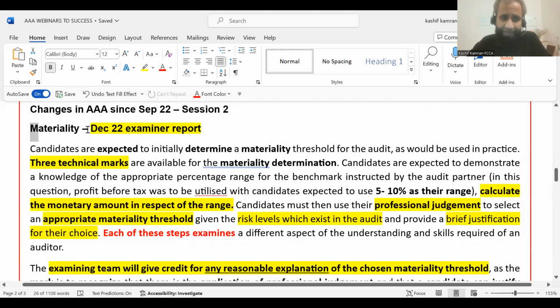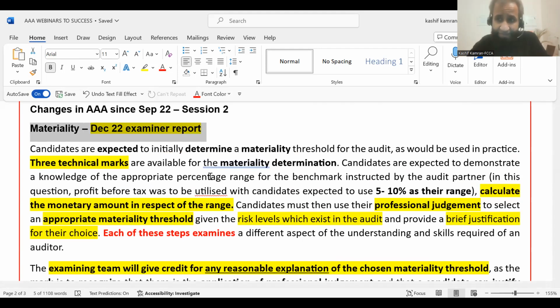So this is the examiner comment from the December 22 examiner report. The problem is students don't read examiner reports. They just run after answers. And examiner reports are so productive that the examiner is saying, even if your answer is not identical to my answer, I'll reward you, because I'm not looking for the answer to reconcile with me. I'm only looking for your justifications to reward you.